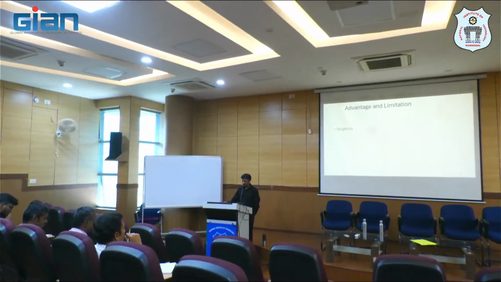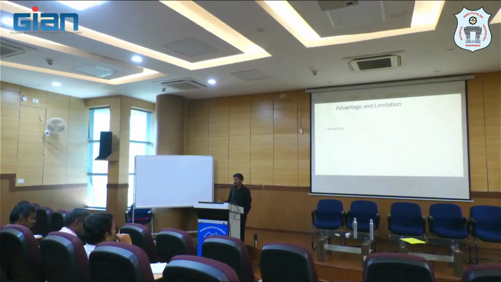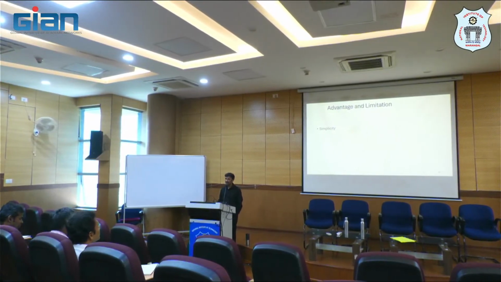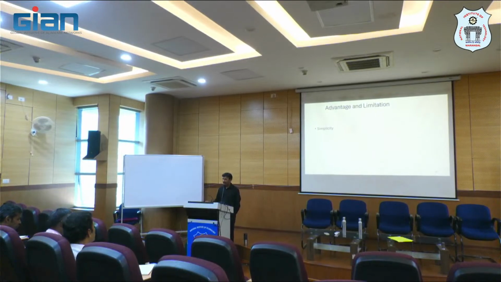Simple, right? So the advantage is simplicity. We all could understand it the first time we heard about it. That's a big thing. But what is the drawback of k nearest neighbor?